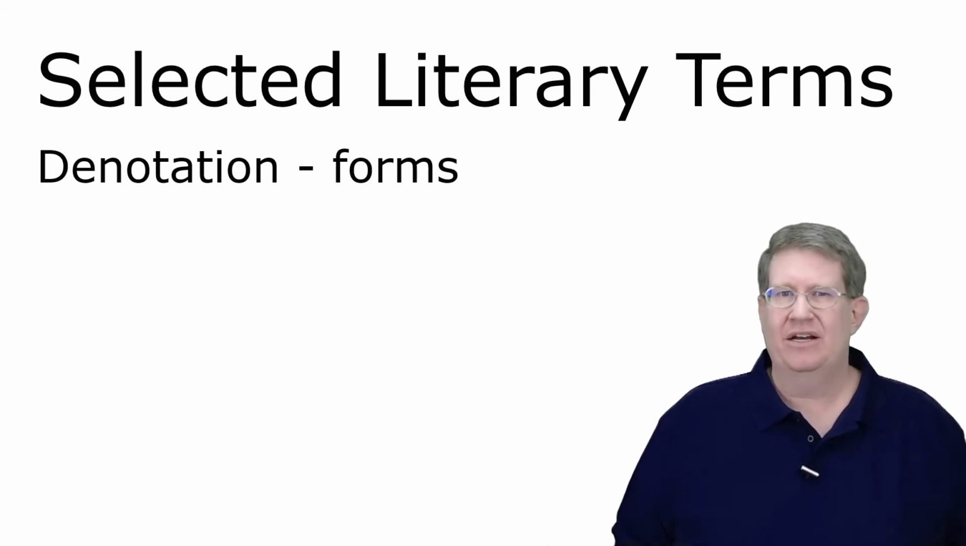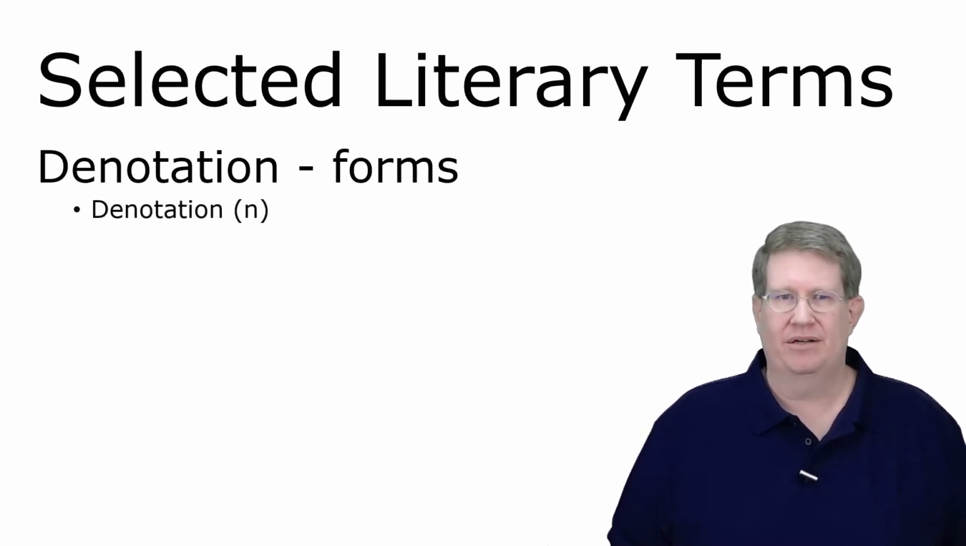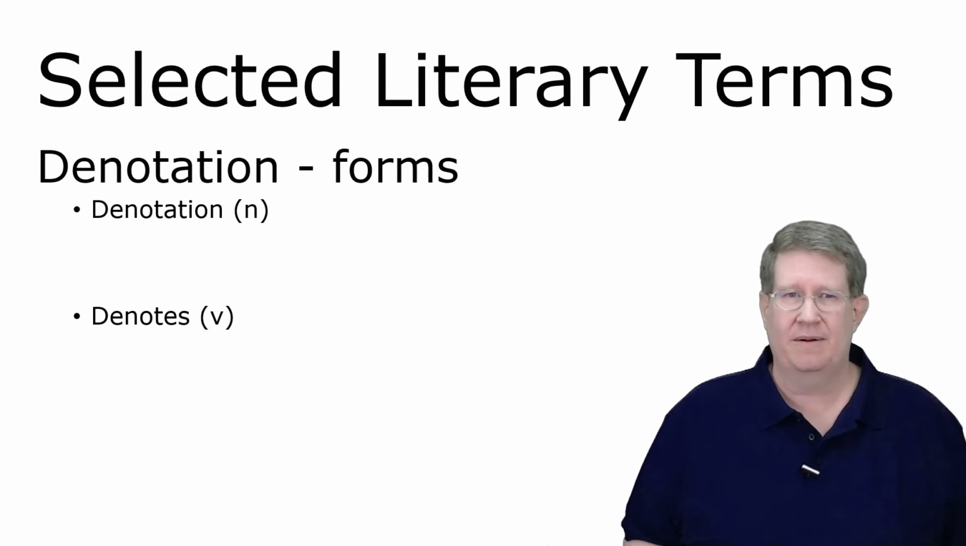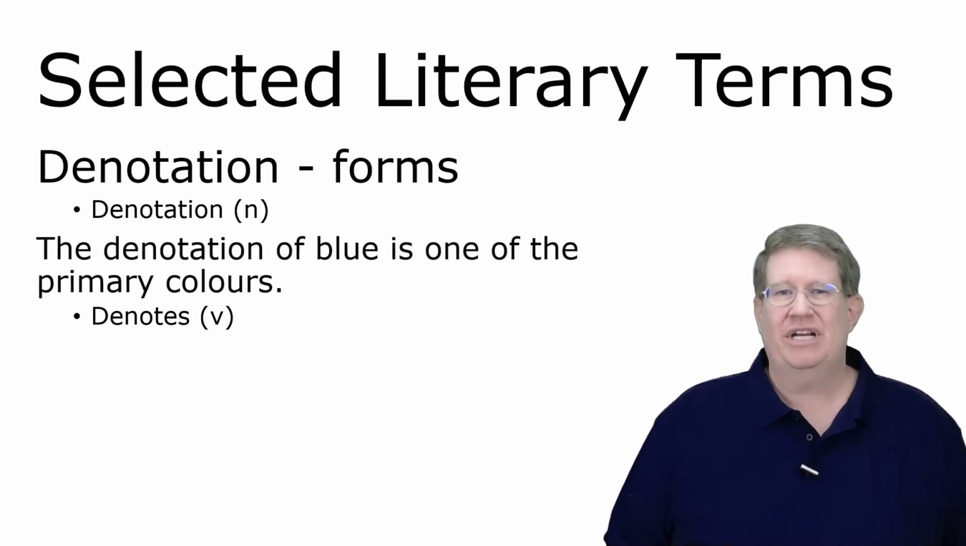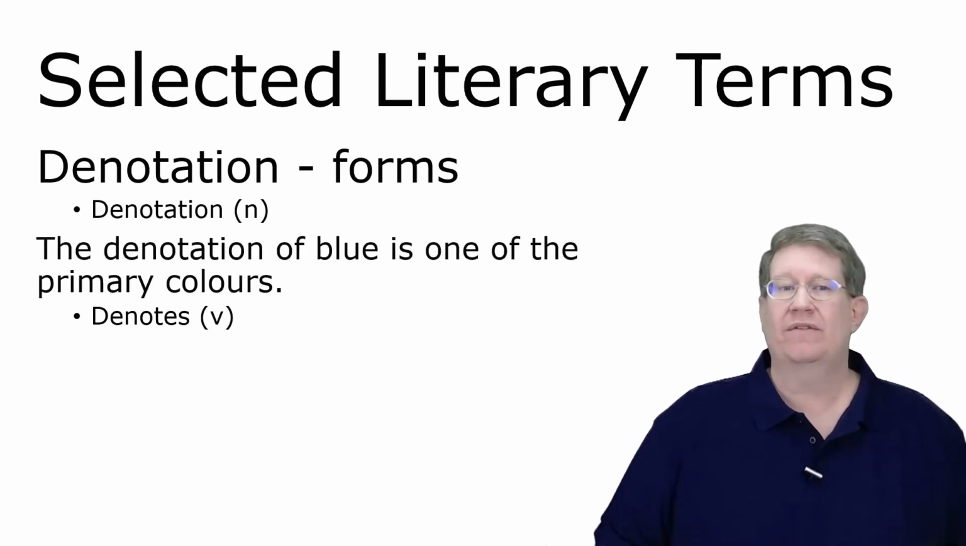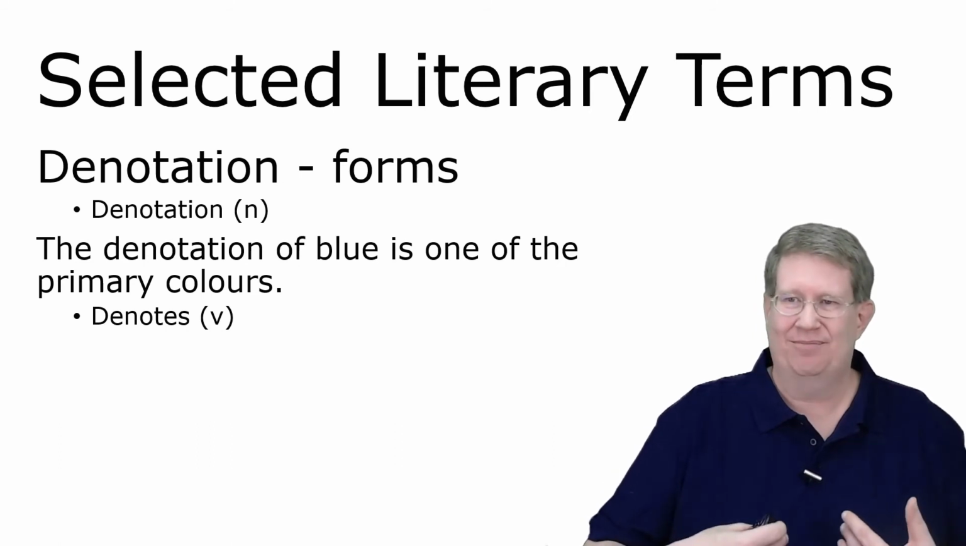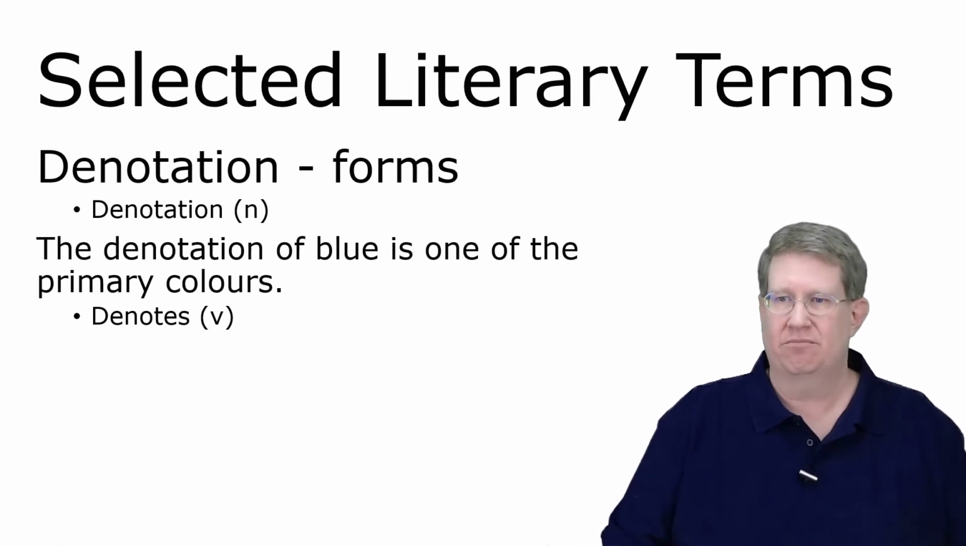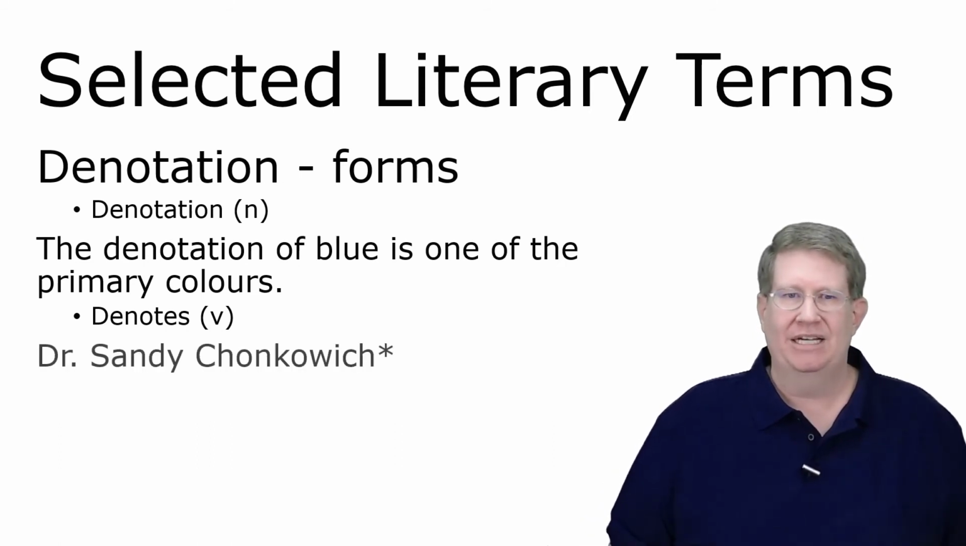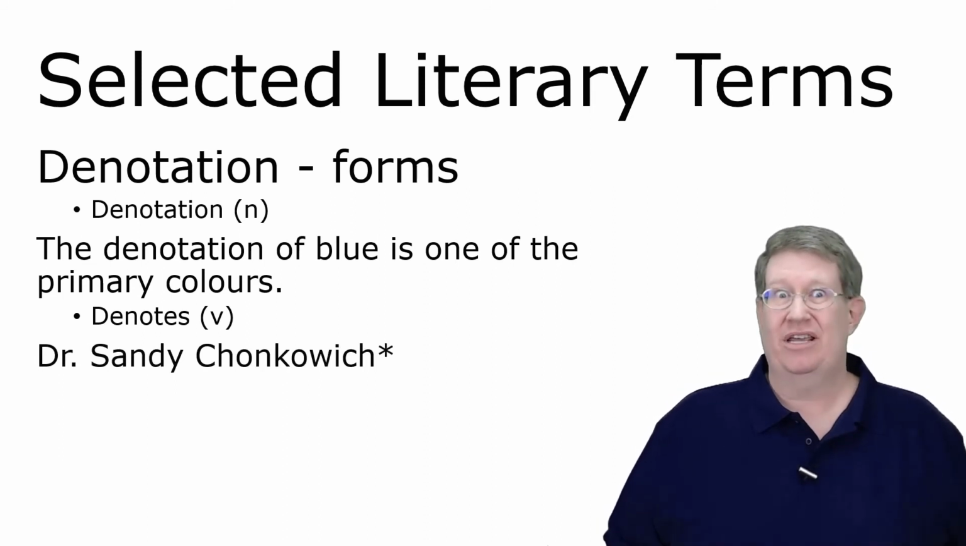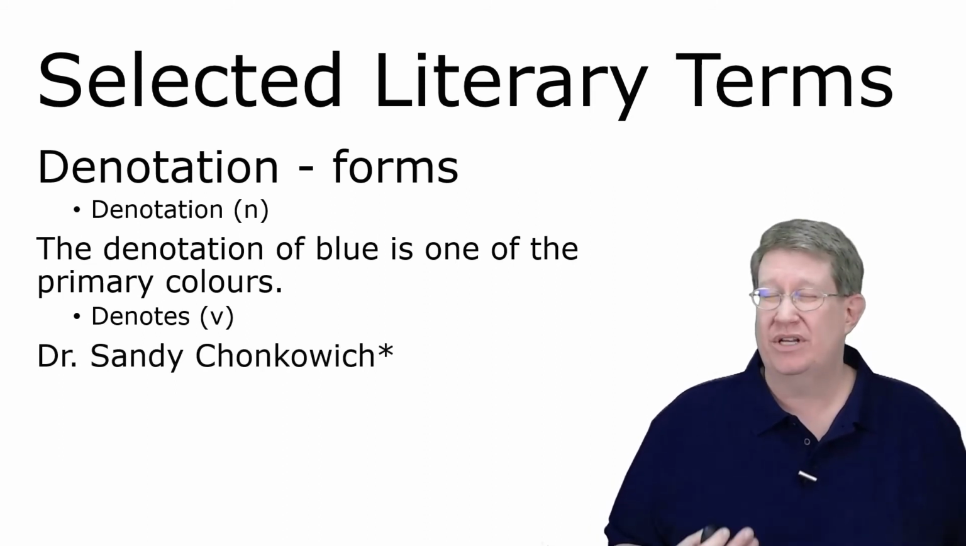So the denotation, the form. All right, so denotation denotes. So there's the noun and the verb. Let's take a look here. The denotation of blue is one of the primary colors. So that's the direct dictionary meaning, okay? Denotes, it's not very common that we use this as a verb.